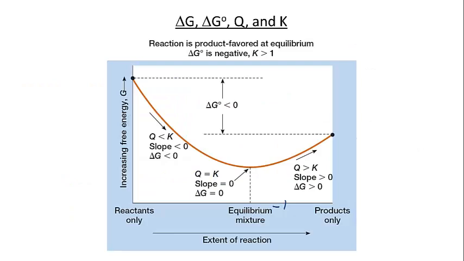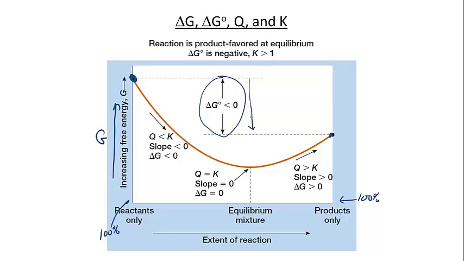Okay, now let's look at this graphically. Let's get rid of my minus one I mistakenly wrote there. Alright, so now this is a plot of free energy, that is G, for the reaction coordinate. This is 100% reactants on the left. This is 100% products on the right. And so the difference from going from 100% reactants to 100% products, that's delta G0. And so this reaction, delta G0 is negative because it's going down, so it is product favored.